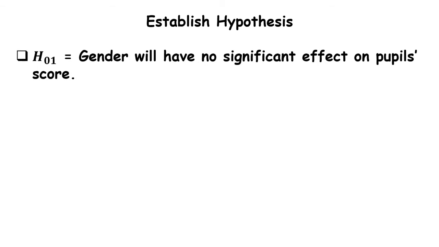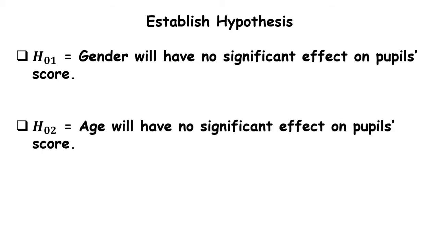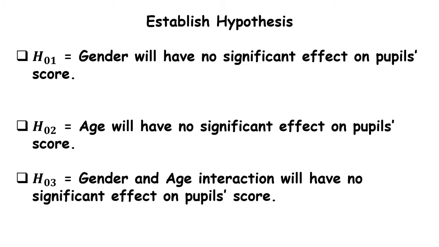Now let's establish our hypothesis. The first null hypothesis: gender will have no significant effect on pupil score. The second null hypothesis: age will have no significant effect on pupil score. And the third null hypothesis: gender and age interaction will have no significant effect on pupil score.